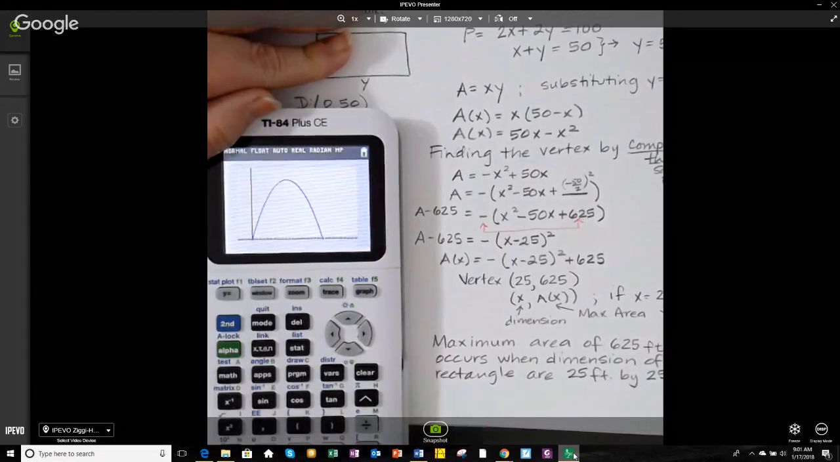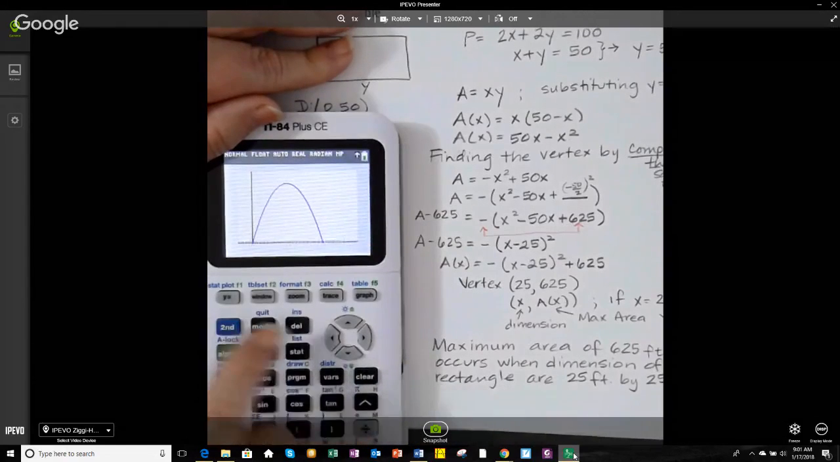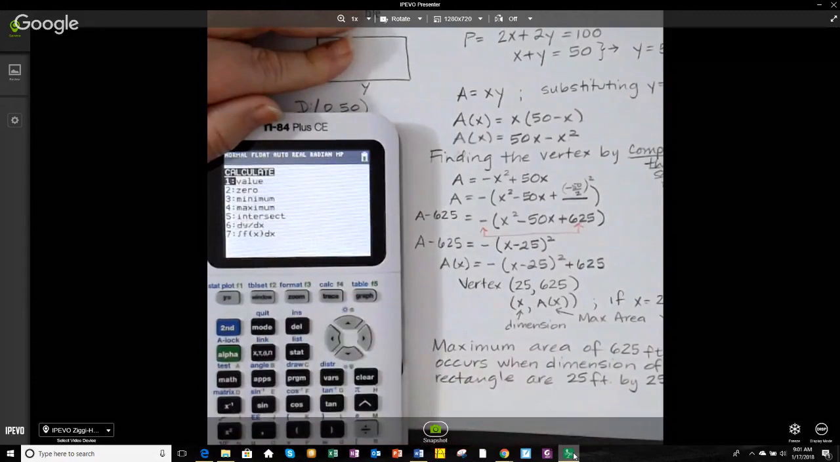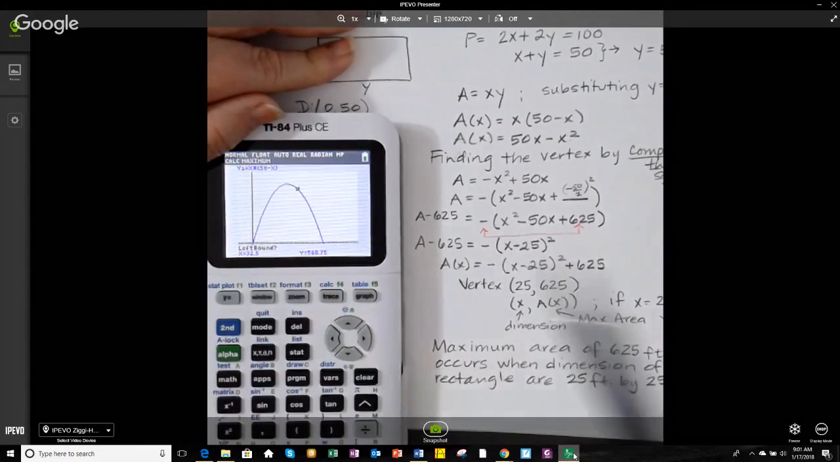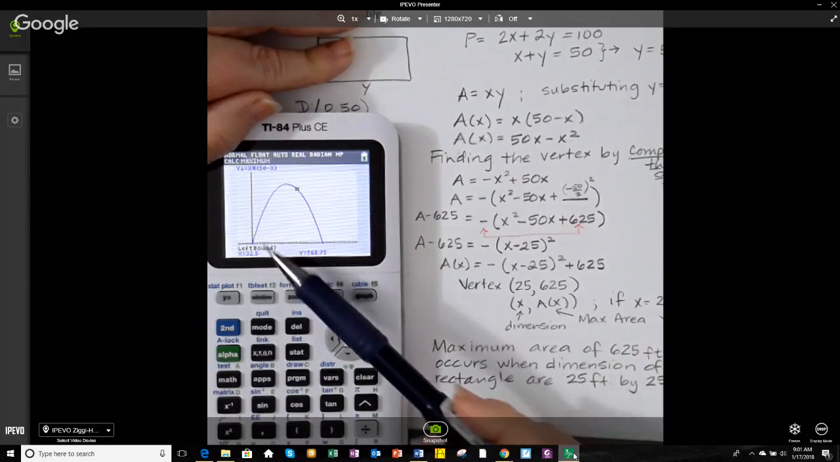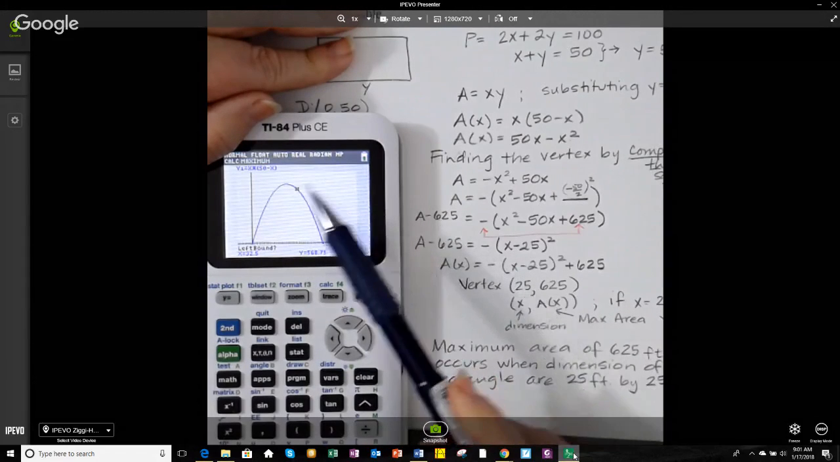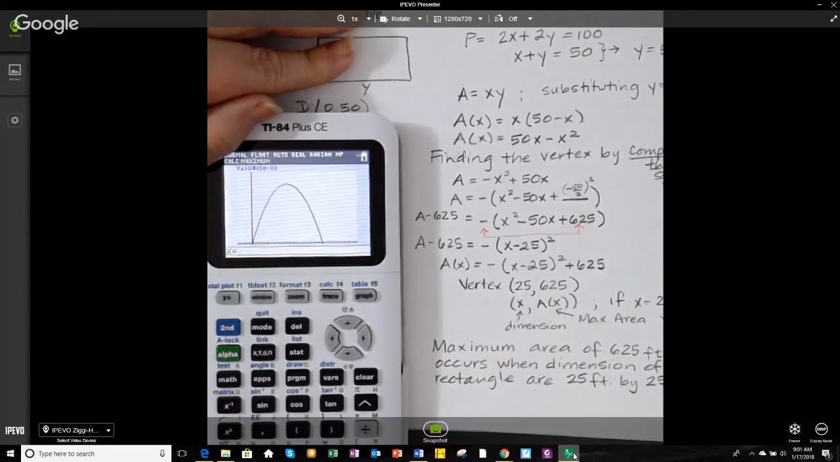And now I'm going to try to find the maximum. So how do we do that? Well, we go second, calculate the maximum, which is number 4. And what's really cool about these 84 calculators and the 89 is that it's asking you, what is the left bound that you want here? And since we know that this is 25, I'm going to type in a left bound of 20. Yes, you can specify where you want the left bound to be, which is really cool. And I'm going to let the right bound be 30.